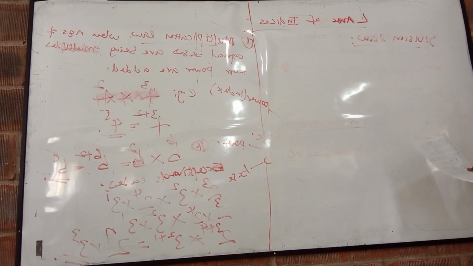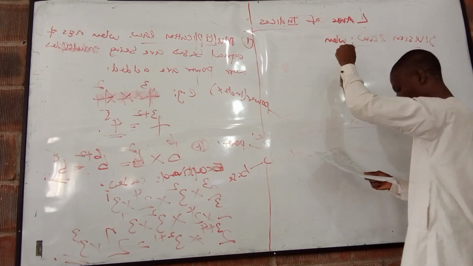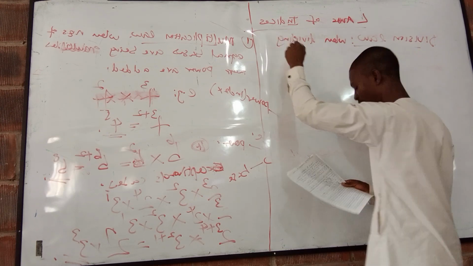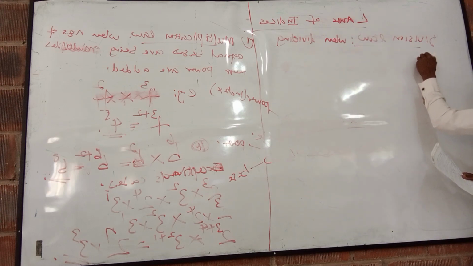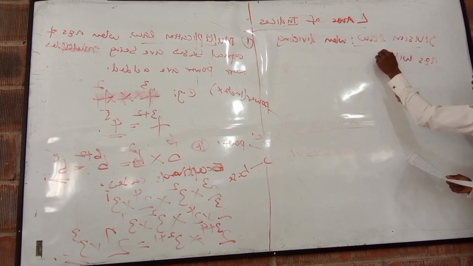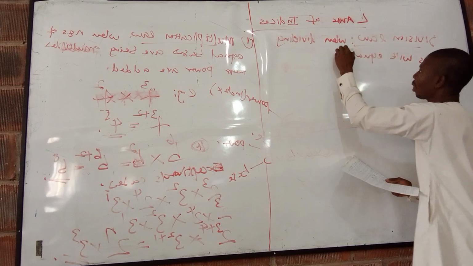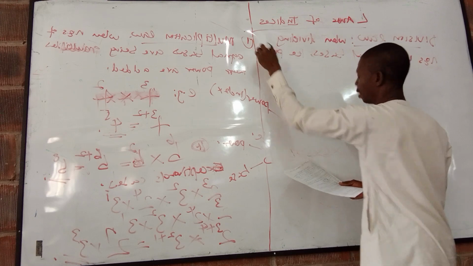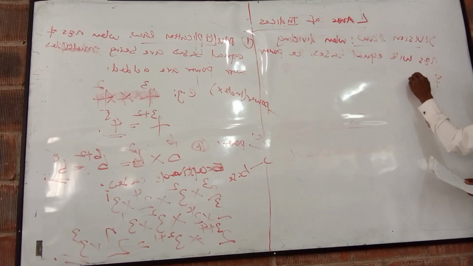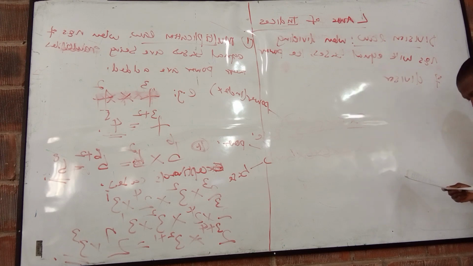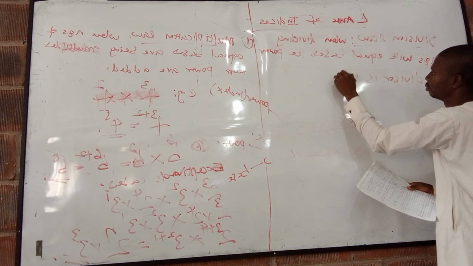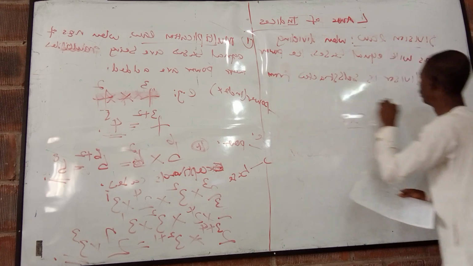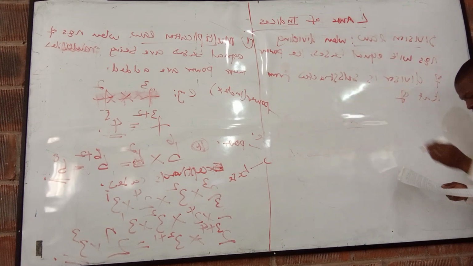Now let me put it down so that I can get it clearly. When dividing numbers with equal bases, the power of the divisor is subtracted from that of the dividend.